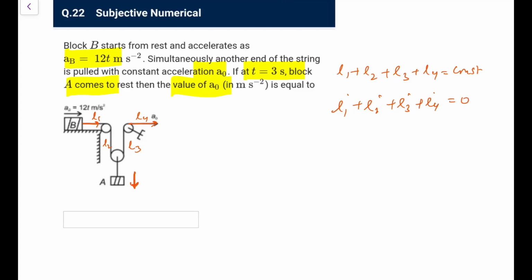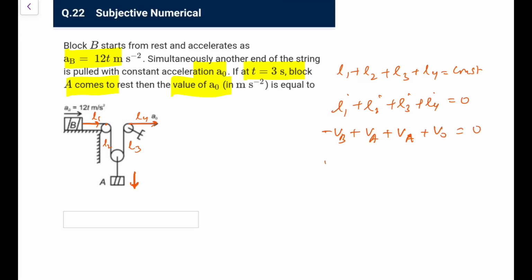So let's say this is going with some velocity, V of A, let's say V of B I can write. So this L1 dot would be equal to minus VB, because this end is fixed, this is coming towards, so the length will be decreasing: minus VB. L2, because it is going down, the speed will be increasing, and this end is constant. L3 dot, again we can say it is increasing, therefore it is V of A. And the last one, L4 dot, would be equal to plus V naught, of this end, that should be 0.